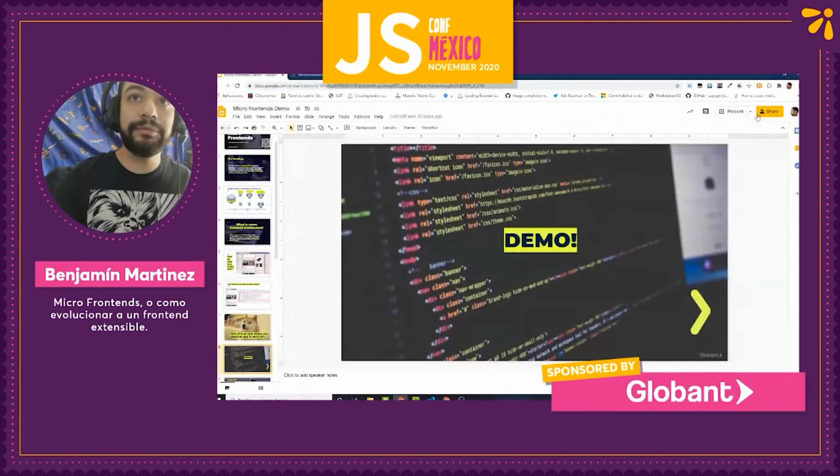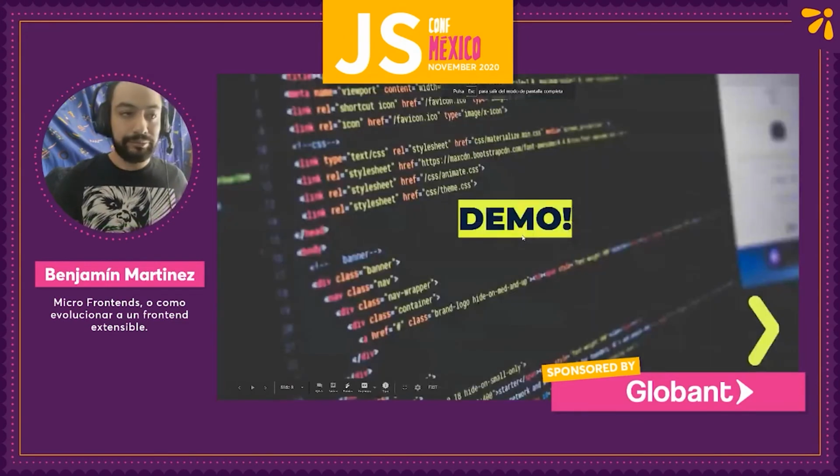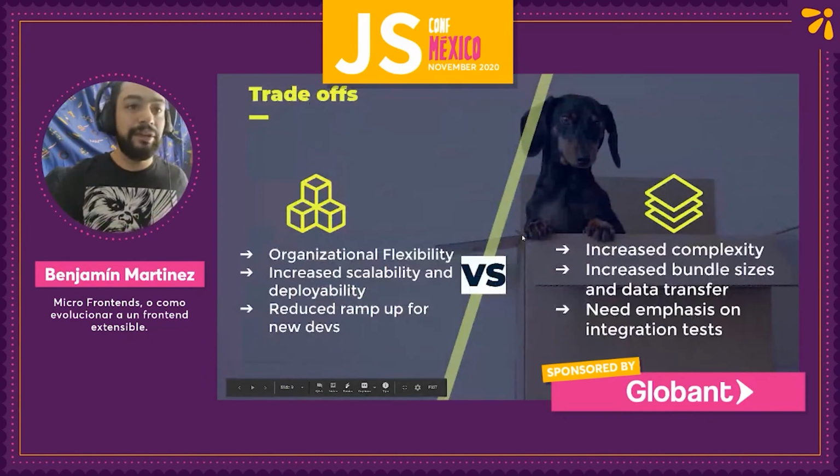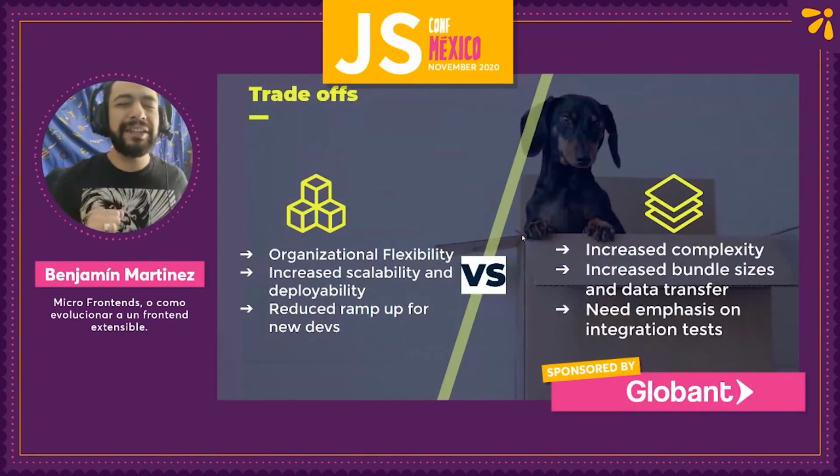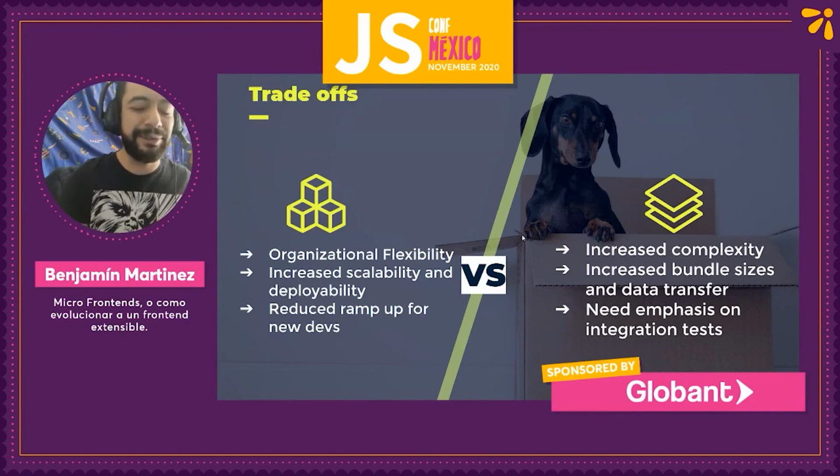Let's go back to the presentation. Working in this way is not a definitive solution. We have to balance things. I gain one thing, I can lose another. We need to analyze if it's correct for my type of project. So with these trade-offs, what I gain is organizational flexibility, a lot of flexibility in how we can organize our projects.